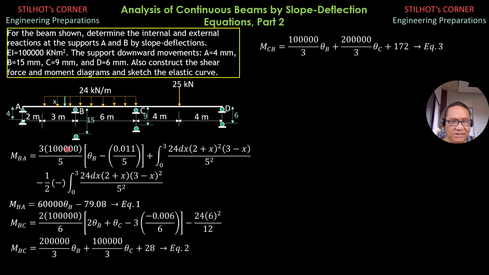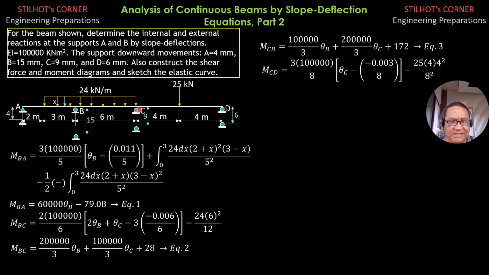So we go back to this equation. MCD is 3 times 100,000 over 8, quantity theta C, minus 3 times, again, negative 0.003 over 8. The rotation of the chord CD is counterclockwise, so that's why delta is treated negative. 9 minus 6 is 3 mm, so negative 3 mm or negative 0.003. So MCD is 3 times 100,000 over 8, quantity theta C minus negative 0.003 over 8.